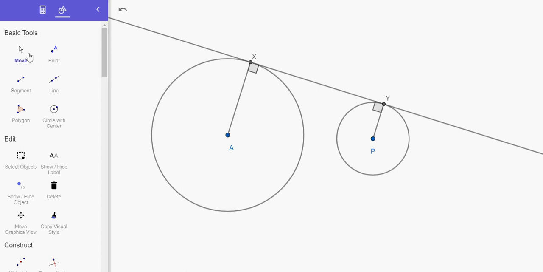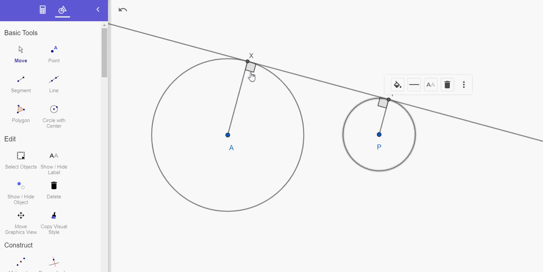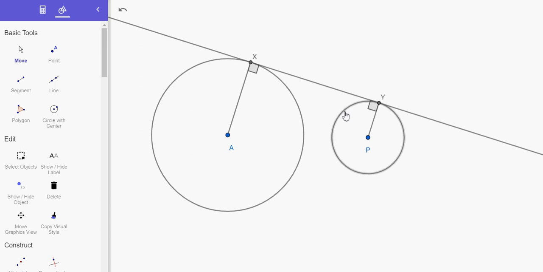Hi everyone. I want to talk a little bit about common tangents. So here we have two circles and a line that is tangent to both of them. So we call this line a common tangent to the two circles. And in particular, this is a common external tangent, as in some sense it's on the outside of both circles. We'll see more about that in a second.